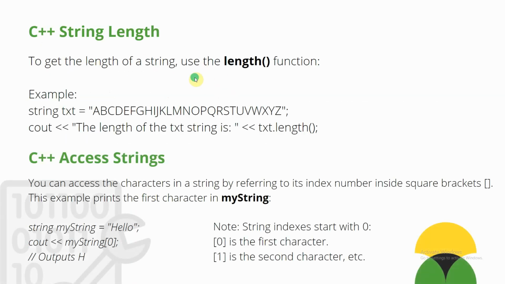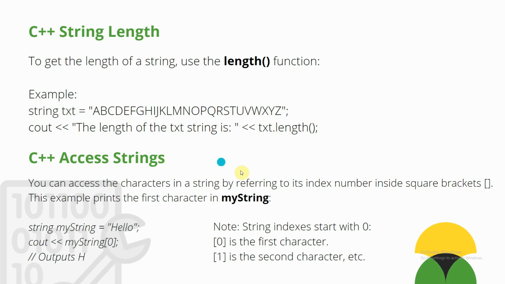The string length is determined by the length function. In this example, string text equals the alphabet, and then if you cout this code, the length of the string is declared as text.length. It will count the number of characters in the string and output the count in this command. So the length of the string is whatever its number of characters is.